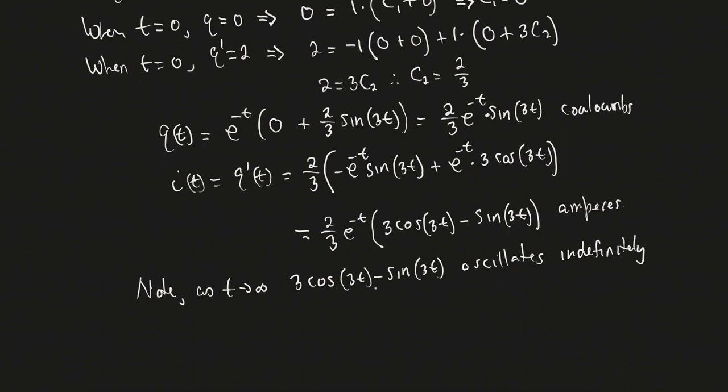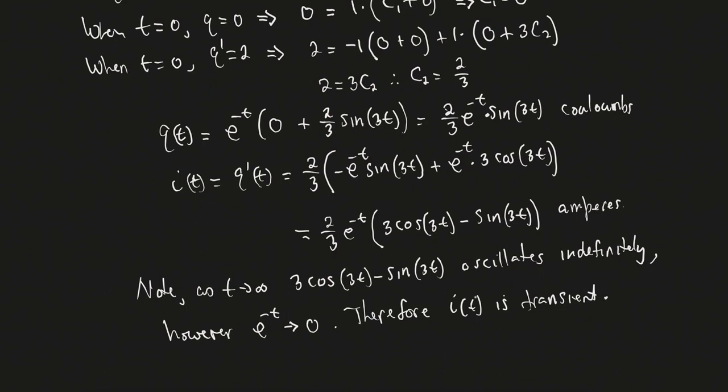So that term just goes between plus or minus some bounded value. However, e to the negative t approaches 0. So it means that our current is actually transient, right? So we have a bounded factor here. This is transient, so it just nullifies everything. So therefore, I of t is transient. Basically, all the terms will approach 0. All right, and there we go.